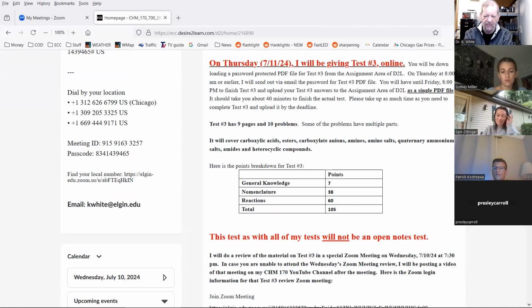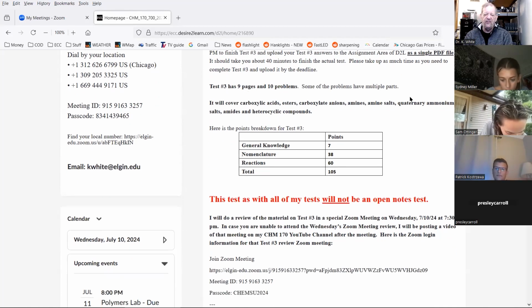It will cover carboxylic acids, esters, carboxylate anions, amines, amine salts, quaternary ammonium salts were near and dear to my heart because it helped pay for my house and a number of cars, and amides and heterocyclic compounds, which I also worked in. All right, points breakdown, general knowledge, 7 points, nomenclature, 38 points.